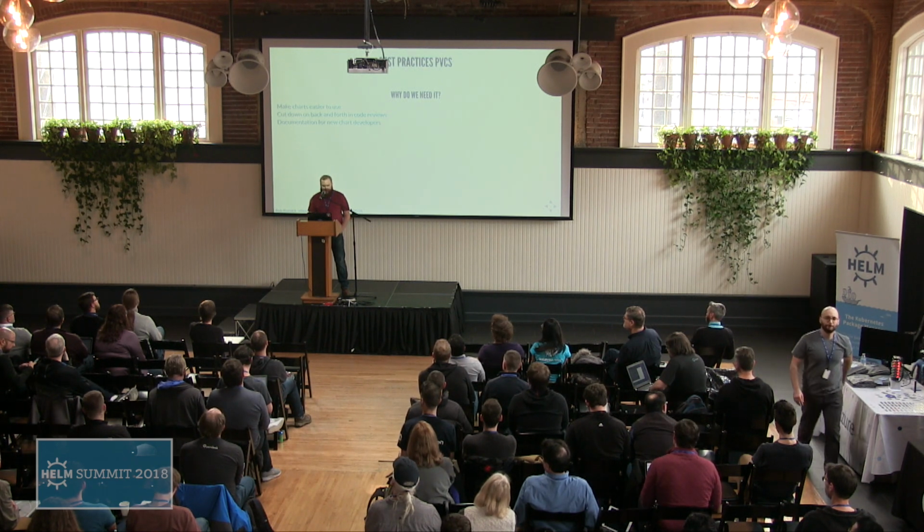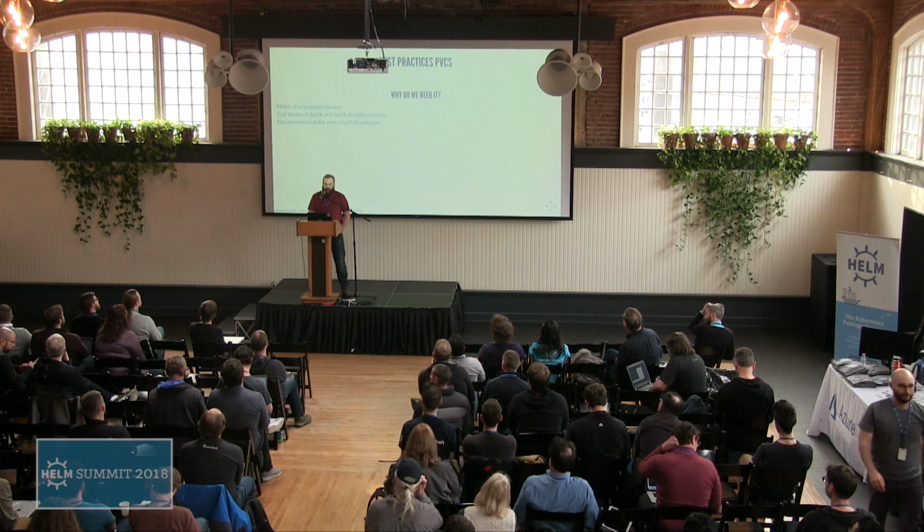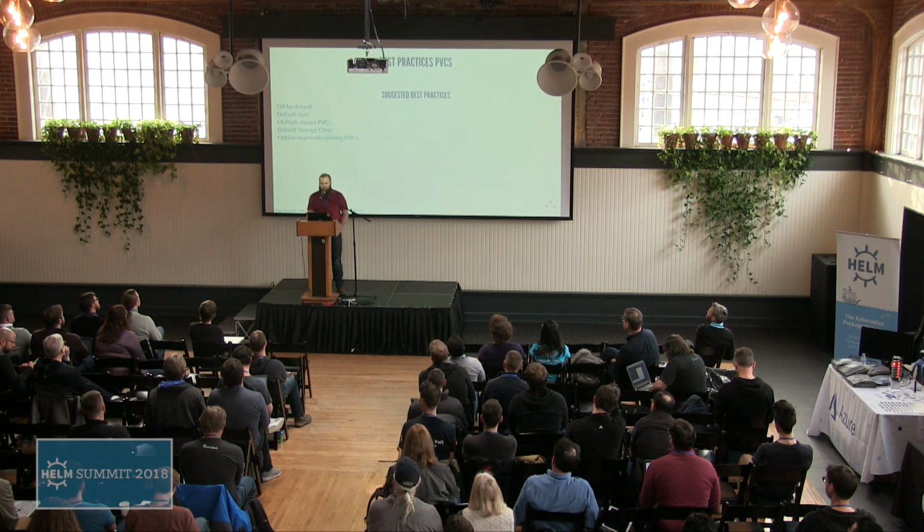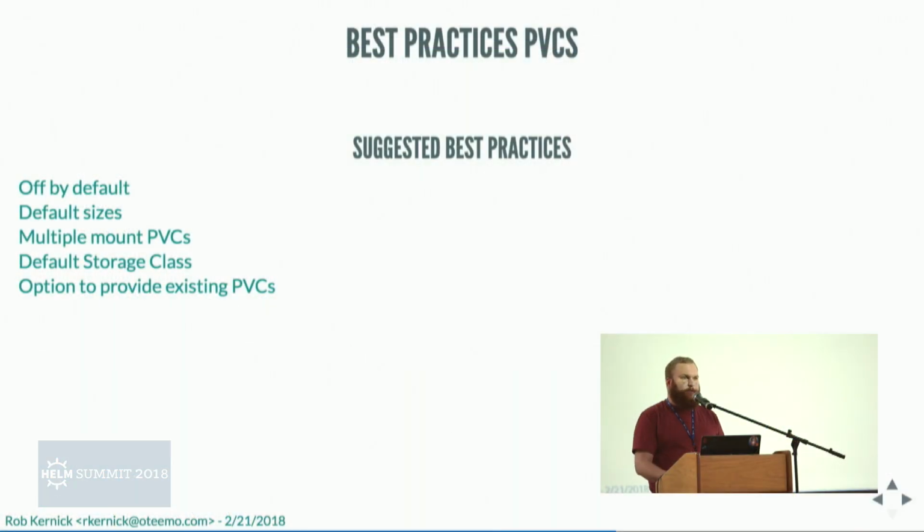So that's kind of the reasons behind what I'm going over. So just some suggested best practices. We need to choose whether PVCs are on or off by default. So when I pull a chart, no matter what the chart is, I know that I can get it deployed in the environment that I have. So if I'm on Minikube locally, I know that they're off, and I know that I can just run the chart just to test it out.